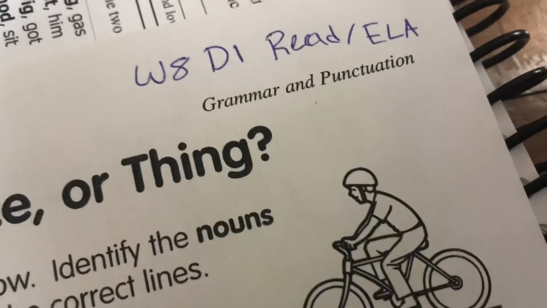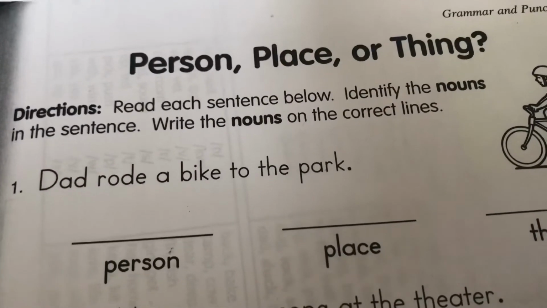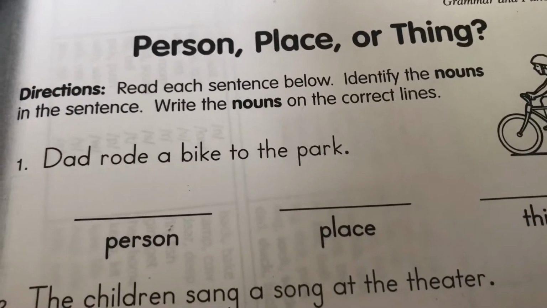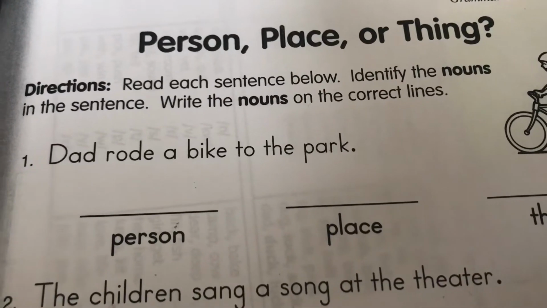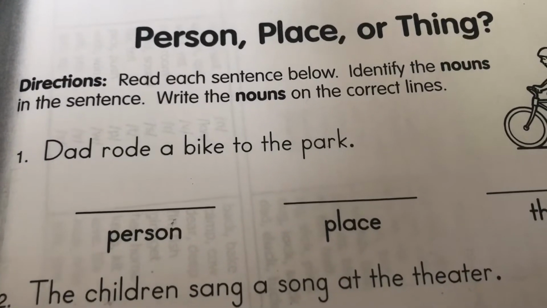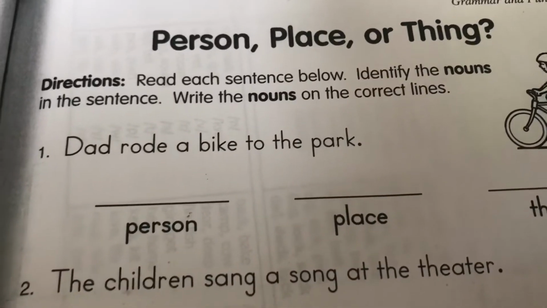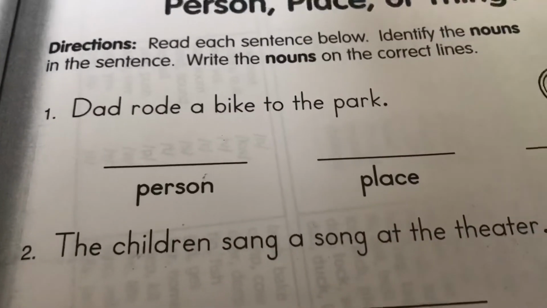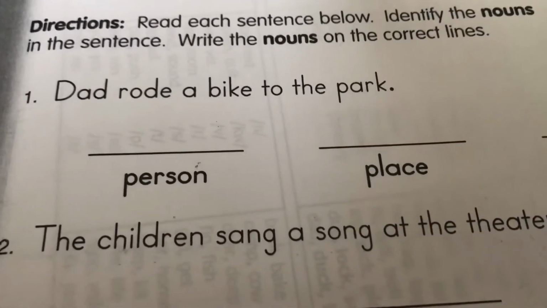So this is our activity today, week 8, day 1, reading and ELA. It says person, place, or thing. Directions. Read each sentence below. Identify the nouns in the sentence. Write the nouns on the correct lines. So we're looking at our sentences and we're figuring out which ones are the nouns.